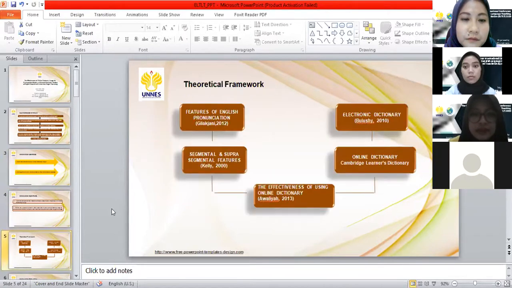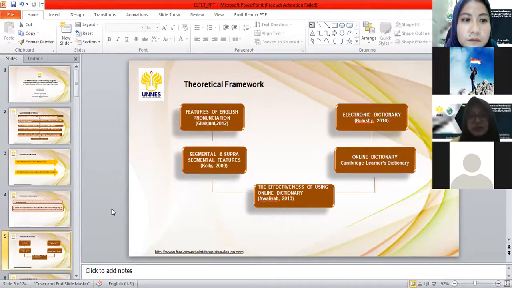And then this is the theoretical framework that is used in this research. The researcher refers to Gilakjani 2012 for features of English pronunciation, Kelly 2000 about segmental and suprasegmental features, electronic dictionary according to Bulusi 2010, online dictionary referring to Cambridge Learners Dictionary, and the effectiveness of using online dictionary according to Avalia 2013.